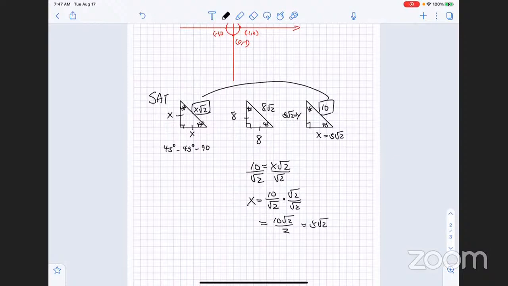And this is on the SAT. So you have to pay attention: if they give you the hypotenuse is 10, you set that 10 equal to x square root 2, and then you can evaluate those two lengths. If this side is 8, then just set x equal to 8. That means this one is going to be 8 square root 2. So that's very, very easy.